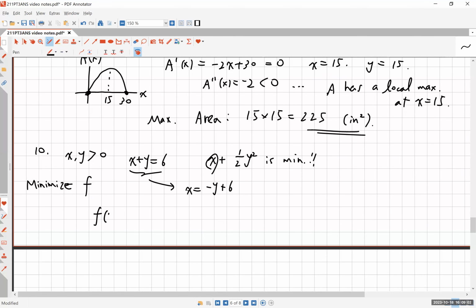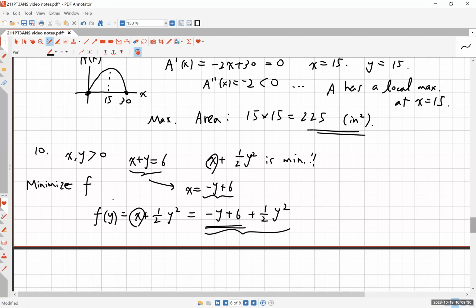All right, so f of y, let's write f of y, which is x plus 1/2 y squared, but I don't want to use x here. So instead of x, I'm going to use this expression. So that is actually, what is that? X plus 1/2 y squared, right? Where this expression represents x. So we will try to minimize this.